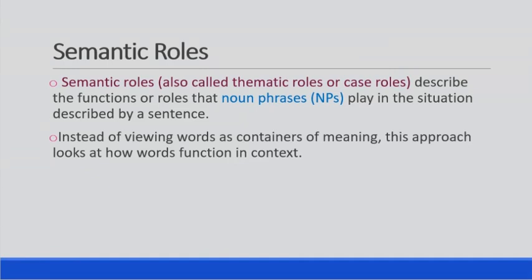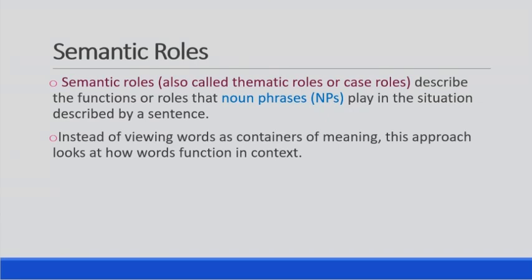You can call it semantic role or case role. It describes the function or role that a noun phrase plays in the situation described by a sentence. Instead of viewing words as containers of meaning, this approach looks at how words function in context.